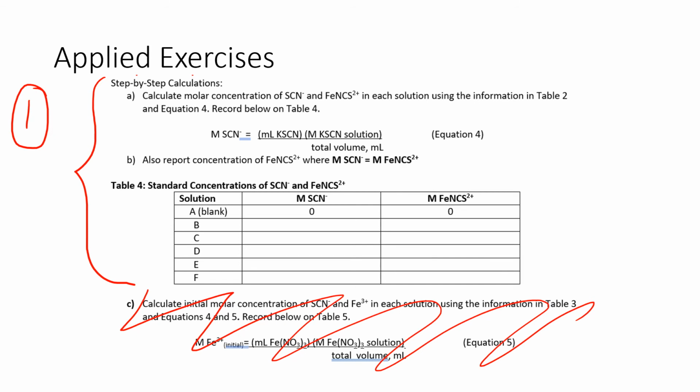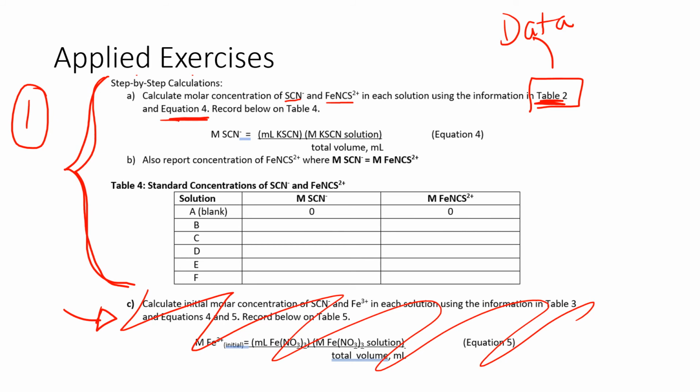We are calculating the molar concentrations of our thiocyanate and our complex in each solution using the information in table 2. So table 2, that's back in our data. Just note where I'm telling you to get your information from and go back there and take each major portion one at a time. If you're doing this major portion first, don't even look at everything else yet. You'll get overwhelmed. Look exactly at what I'm telling you. Go back to table 2 and use equation 4 to calculate all of these values here.